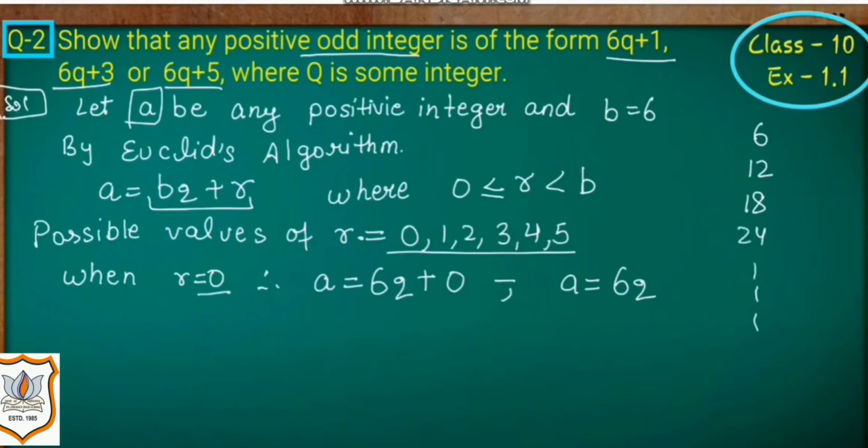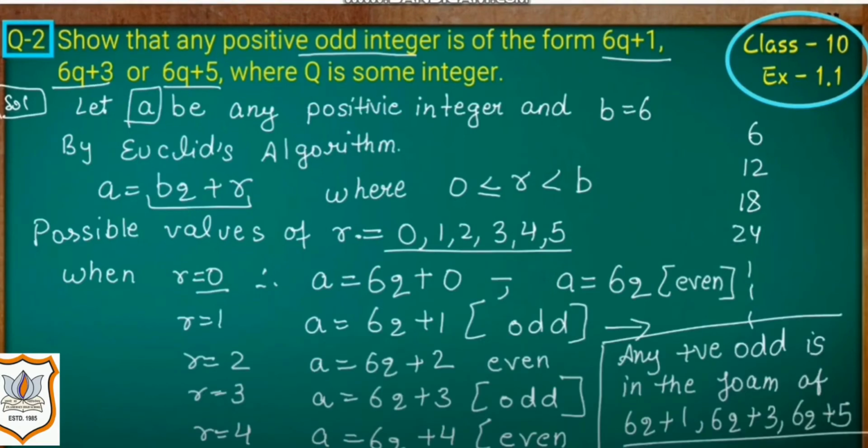So when we put r equals 0 in Euclid's algorithm, a equals 6q plus 0, which means a equals 6q. Now I can put an integer, for example 1: 6 into 1 we get 6, 6 into 2 we get 12, 6 into 3 we get 18, 6 into 4, 24. In a similar way, we can put r equals 1. So a equals 6q plus 1, we get an odd value. If we put r equals 2, we get a equals 6q plus 2, which means we are getting an even number. If I put q equals 1, 6 into 1 plus 2, we get an even value.